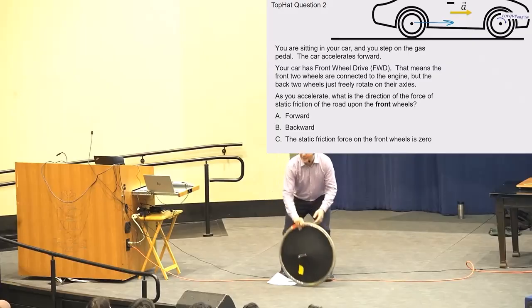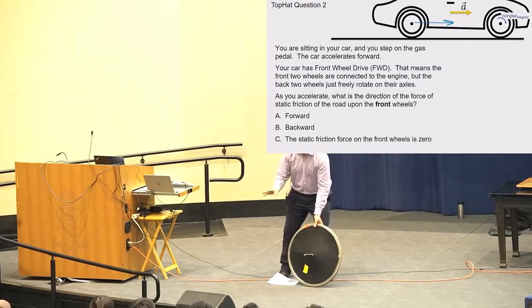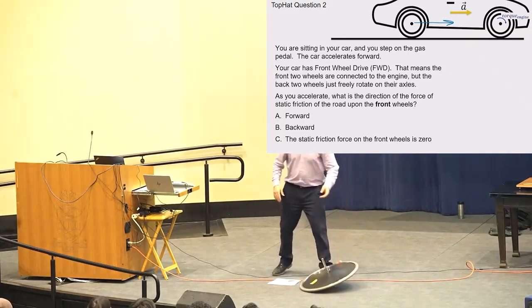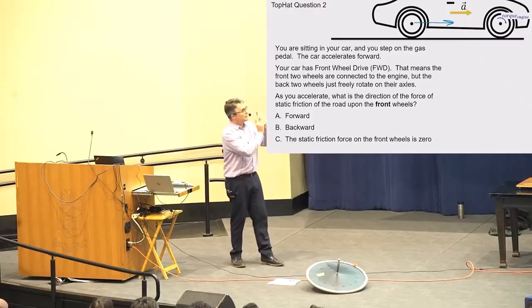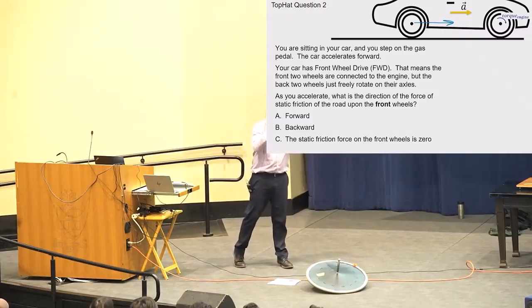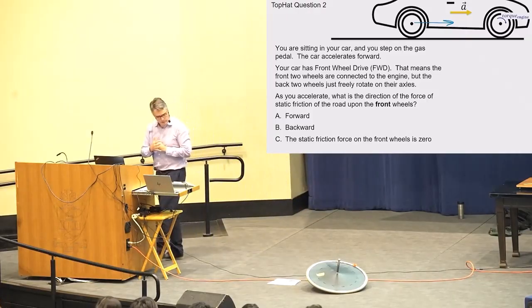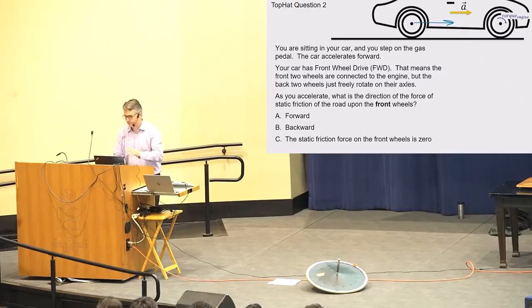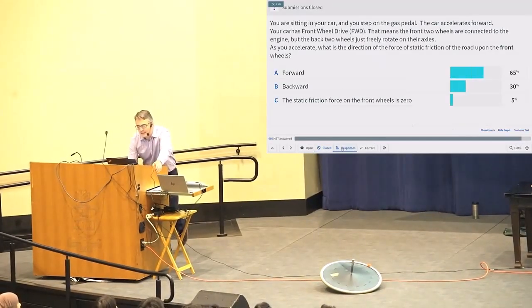But that's not what's happening. It's on the ground, and you're not screeching. There's no skidding. So what's the force of static friction of the road upon the front wheels? Forward, backward, or static friction is zero. So everybody says that it's forward, and it's actually the whole thing that gets the car going, so it is important that it's forward.